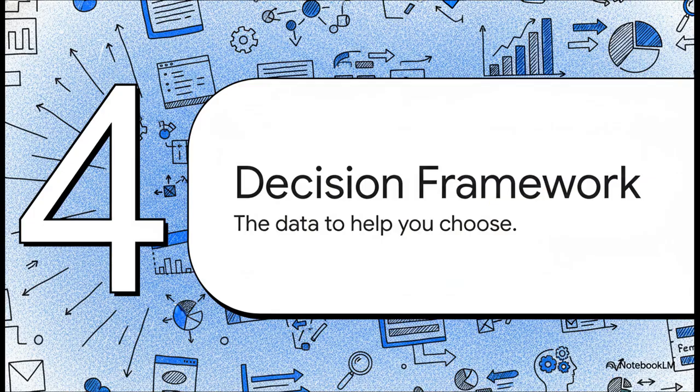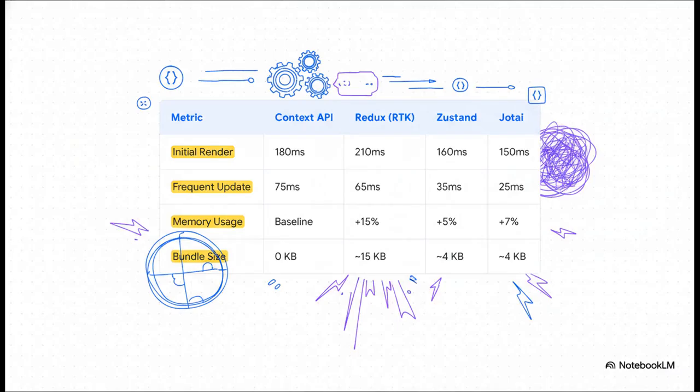Okay, so with all those patterns in mind, how do these libraries actually stack up against each other, head to head? Let's get practical and look at the data. This is what's going to help us build our decision framework. The numbers here tell a really interesting story. Now I want you to look closely at that row for frequent update time. See that? Jotai and Zustand are significantly faster. That makes them amazing for highly interactive UIs. On the flip side, context has zero impact on your bundle size because, hey, it's already built in, while Redux definitely has the largest footprint.